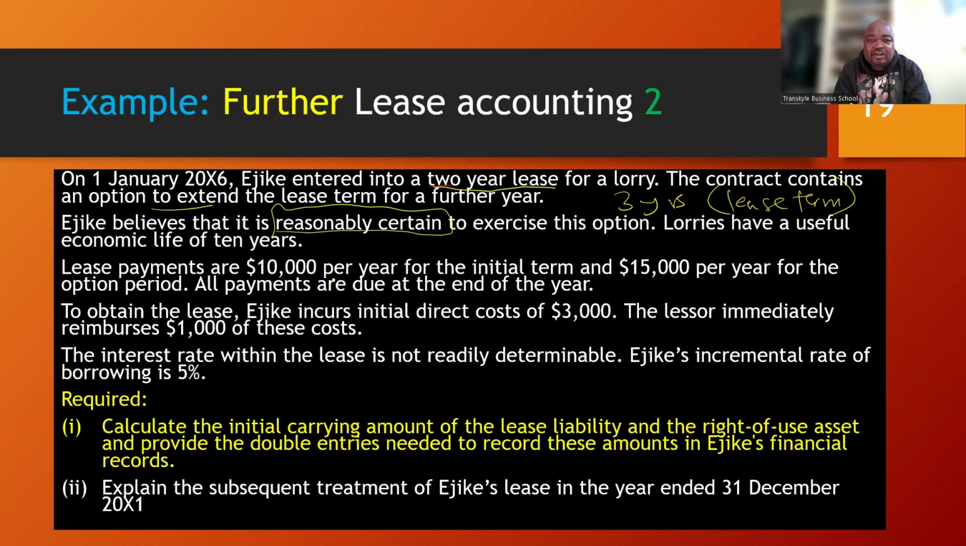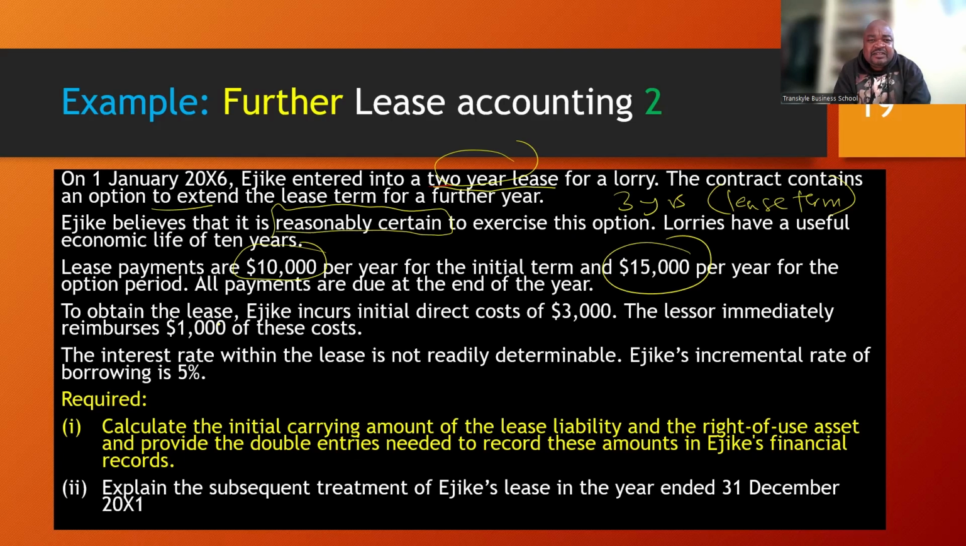Lease payments are 10,000 per year, so these are constant payments every year for the initial lease term, which is the first 2 years, but 15,000 per year for the extended or option period. All payments are due at the end of the year. So this one is a typical case for an ordinary annuity.